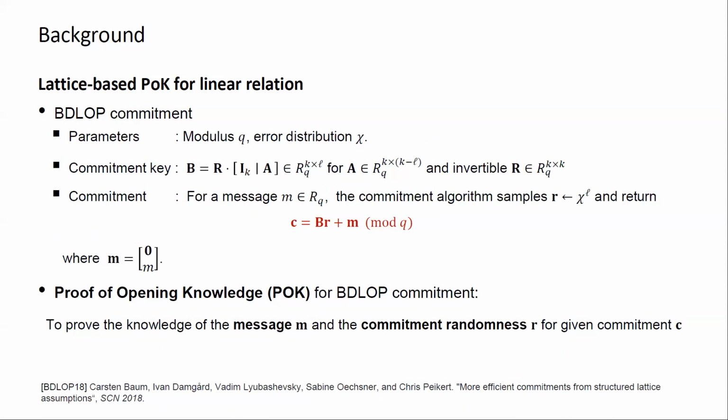Another example is BDLOP commitment. This example is much simpler because the commitment procedure is exactly C = BR + M. The proof of knowledge for this relation in BDLOP commitment is called proof of opening knowledge. This is to prove the knowledge of the message M and the commitment randomness R for a given commitment C. As you can see, in both of the examples, we are dealing with both the message M and the randomness R.